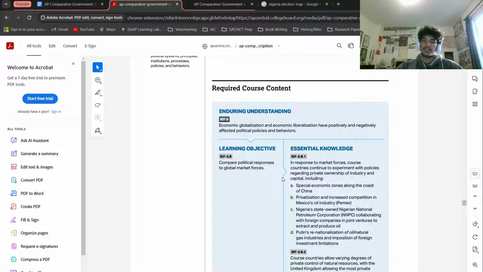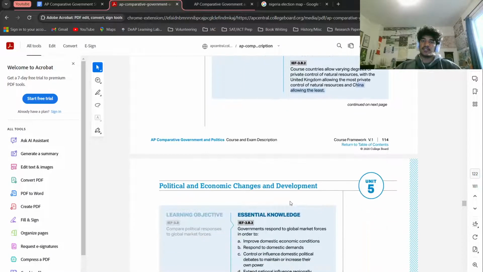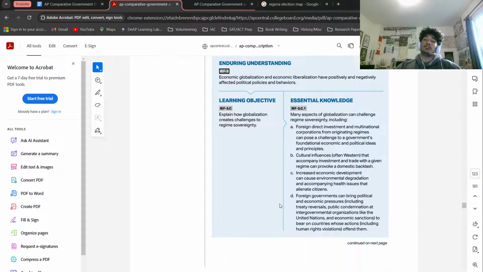Mexico has privatized its oil industry, Pemex, and there's lots of competition between the different oil companies, and that's helped Nigeria diversify its streams of revenue via oil. Nigeria's state-owned company is collaborating with foreign companies to produce and extract oil, right? So state-owned in Nigeria, and it's working with the Dutch Shell to extract oil. And then Putin has renationalized the oil industry, and there are limits on foreign investment in oil. So the UK allows the most private control of natural resources, while China allows the least, considering the fact that most Chinese resource companies are owned by the state.